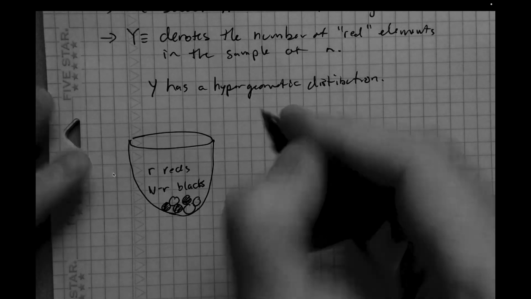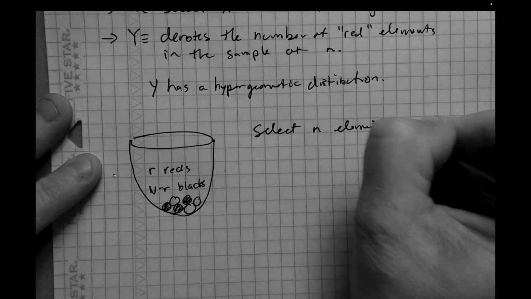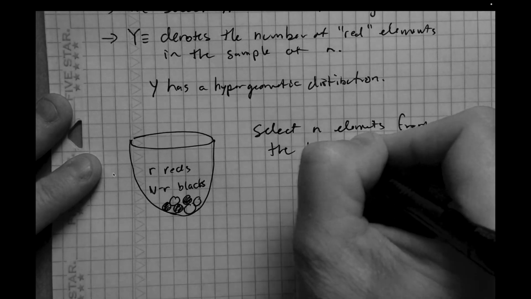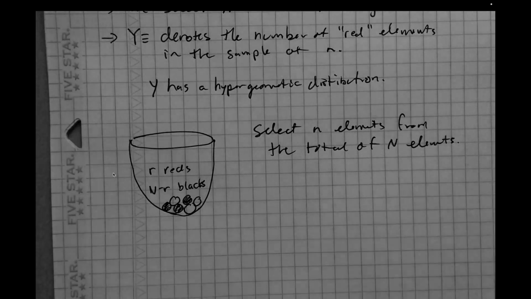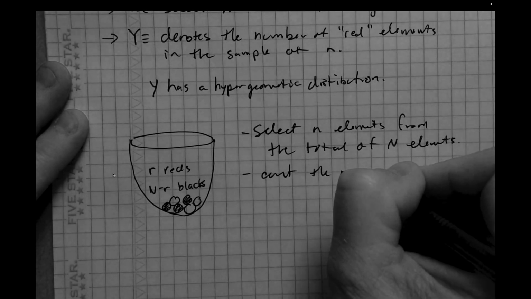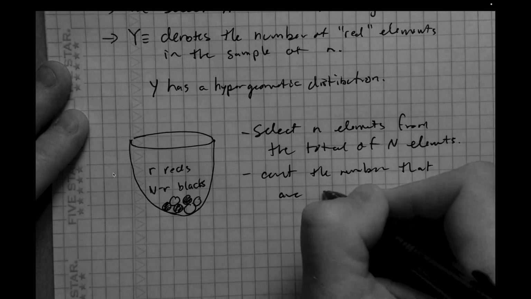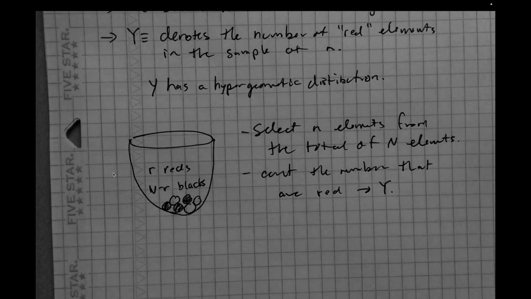We reach in there and select n elements from the total of big N elements. We then count the number that are red and assign that to our random variable Y. So that is what's happening here. It's very simple, actually, but that's why it's powerful, because it's so simple that it can apply to about a billion different situations.